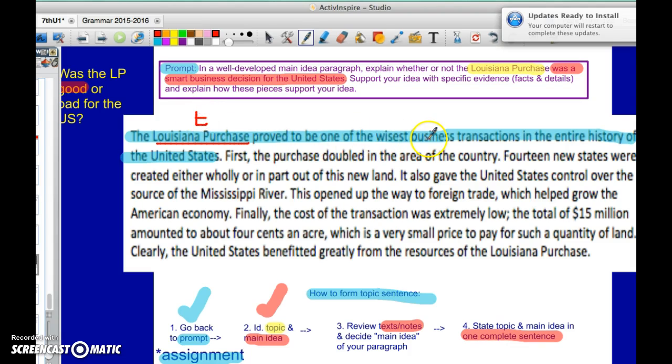Proved to be one of the wisest business transactions in the entire history of the United States. Wisest business transactions. And that's our main idea. It's a nicer, more mature way of saying the Louisiana Purchase was good for the United States. Let's do some more practice.